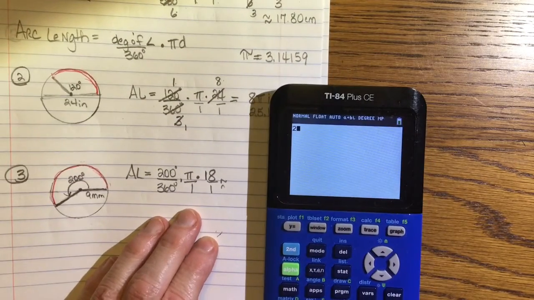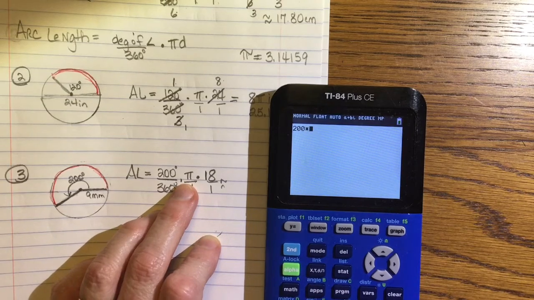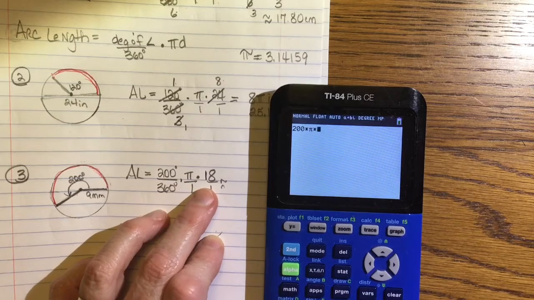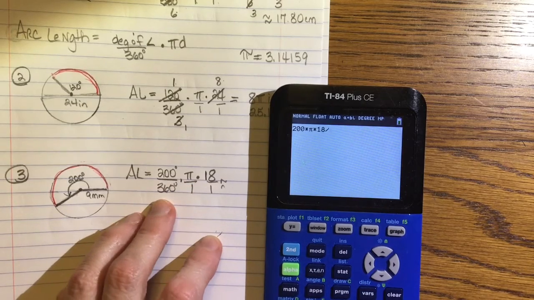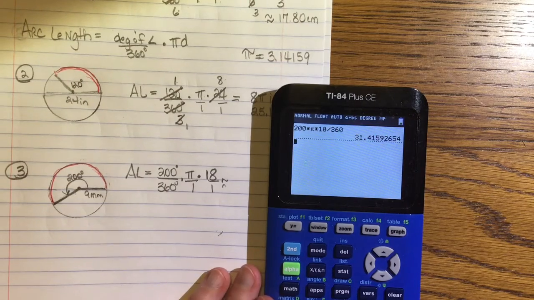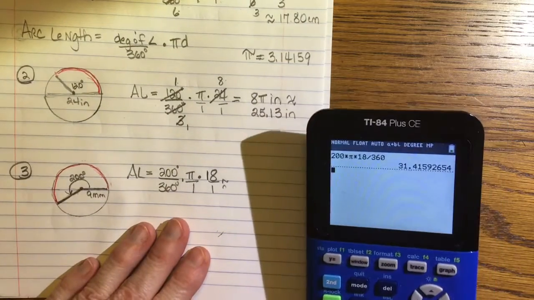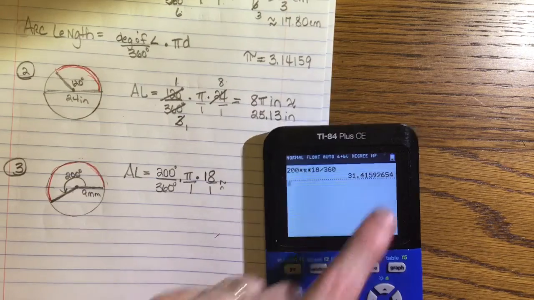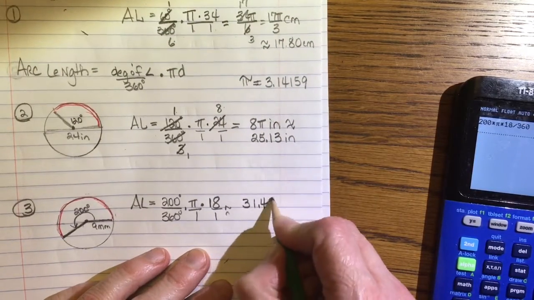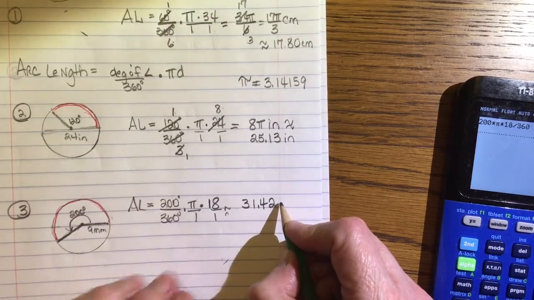I did 200 times pi times 18 divided by 360. So you don't even have to reduce it before. And I got about 31.42, with 2 decimal places. And this is millimeters.